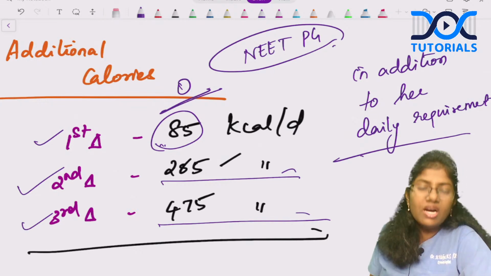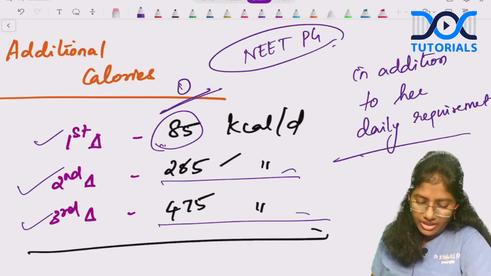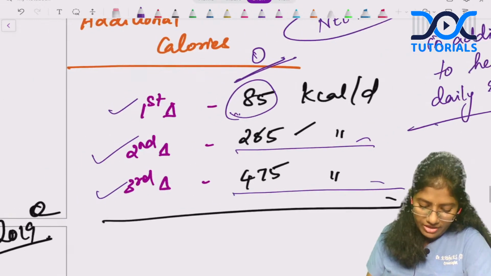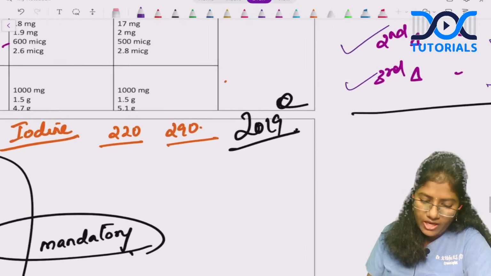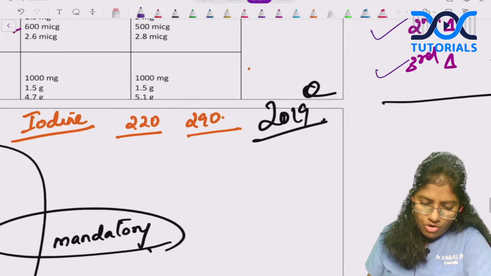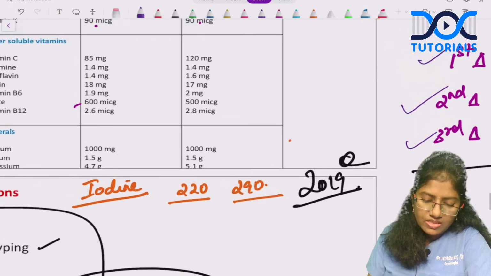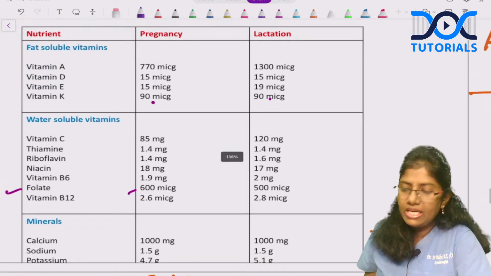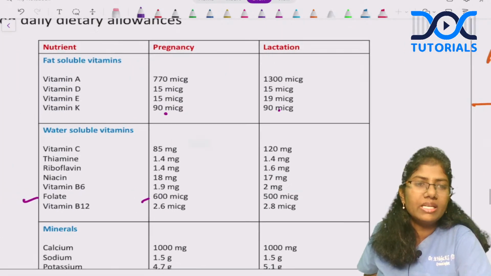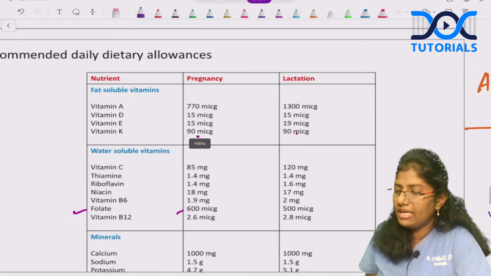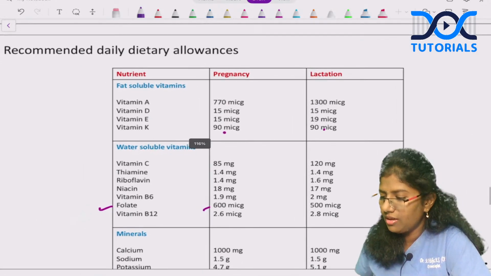So, this is about the additional calorie requirement during pregnancy: 85, 285 and 475, okay. Now we have a variant, that is the recommended daily dietary allowance during pregnancy.